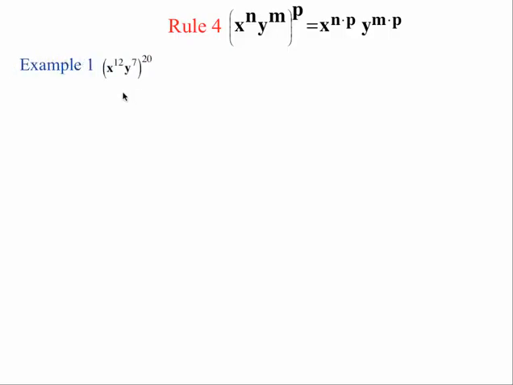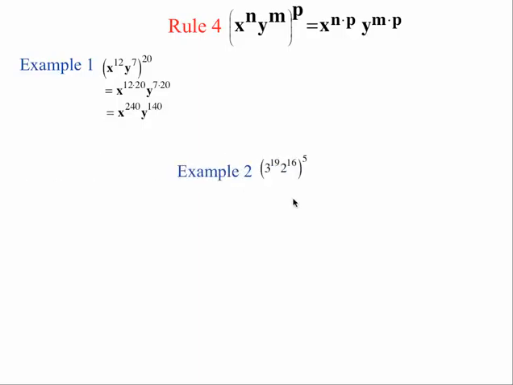So, here's an example. We have x to the 12, y to the 7. These guys have different bases. If they had the same base, you'd simplify inside the bracket. Different bases, the 20 is going to come in, multiply the 12, multiply the 7, giving us x to the 12 times 20 times y to the 7 times 20, which is going to give us x to the 240 times y to the 140.